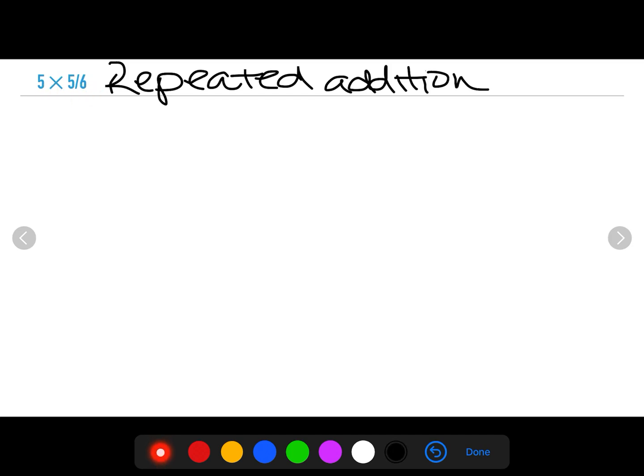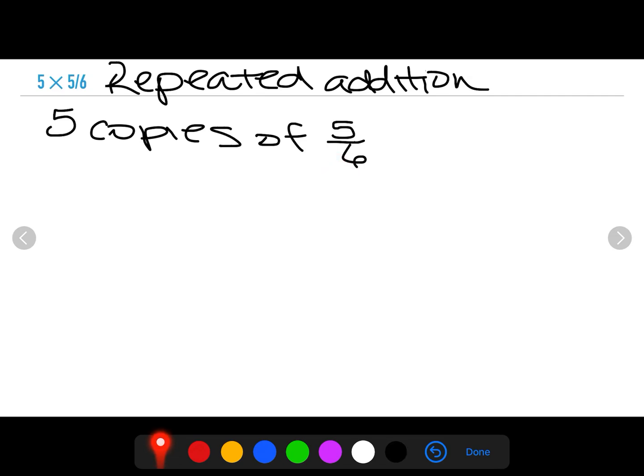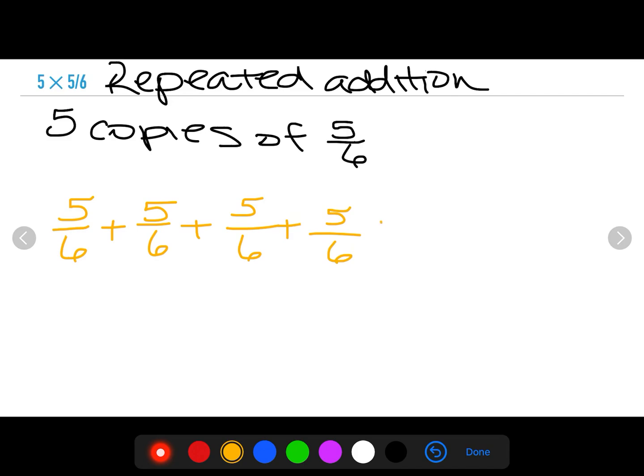I still have 5 times 5/6, and we know that 5 times 5/6 simply means 5 copies of 5/6. So if I have 5 copies of something, all I'm doing is duplicating it 5 times. So that means I have 5/6 plus 5/6 plus 5/6 plus 5/6 plus 5/6. That's it, you guys. 5 copies of 5/6. It's 5/6 added 5 times.